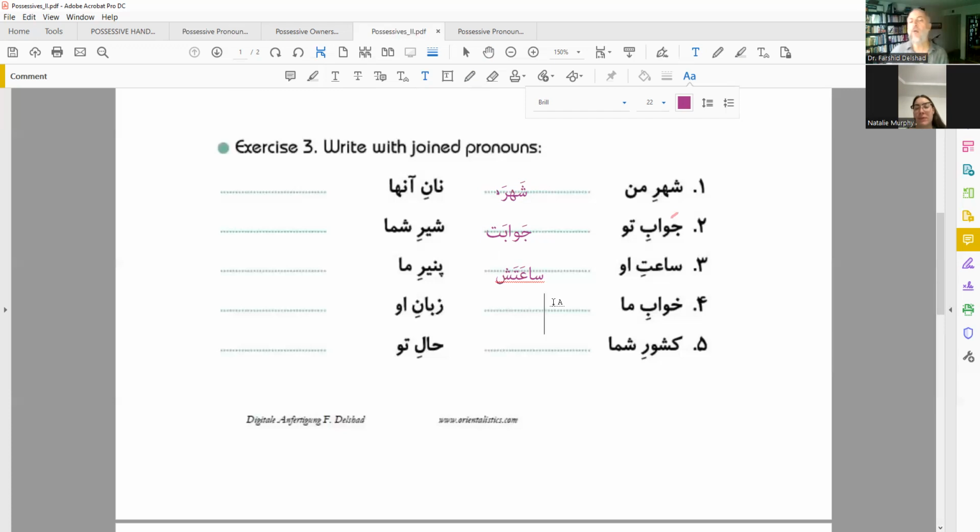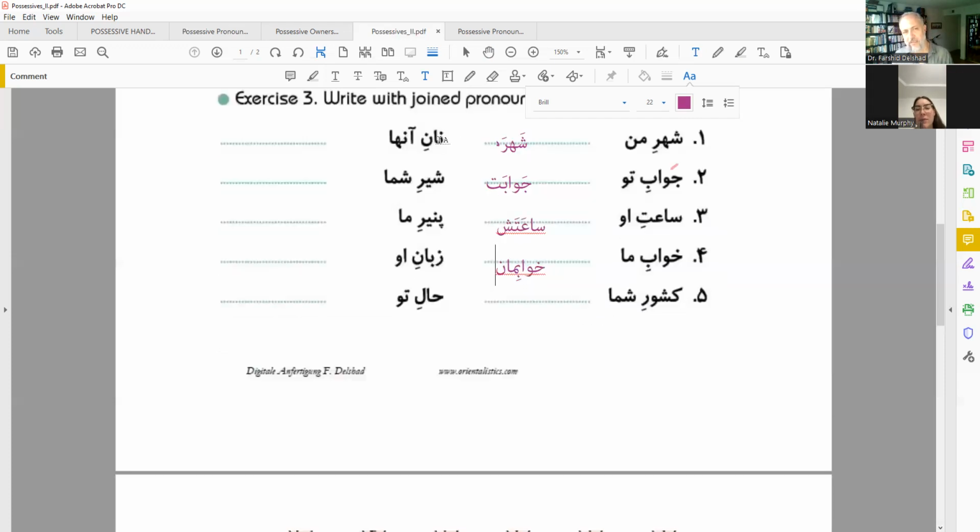Next one. خواب means dream or sleep, both. In Middle Persian it was xwab, with the kh and v as a double consonant at the beginning, but it has been simplified to خواب, and the v is silent. I mean, you don't hear it anymore. خوابمان. Perfect. Next one is the word کشور. That means country or state.